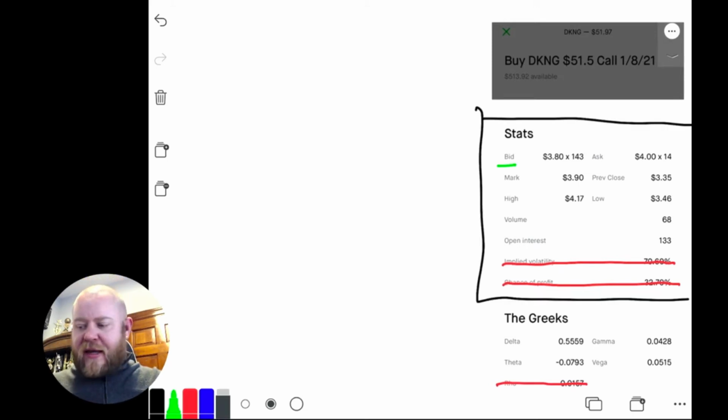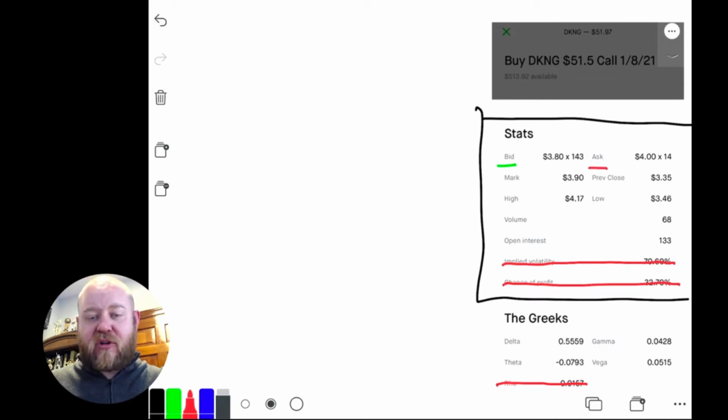The bid, and again, to get to this, when you're in Robinhood, when you click on a premium cost to actually buy the option, underneath you're going to see basically a hyperlink to see more options. You click on that and it's going to show you these stats and the Greeks. The bid is the buyer, okay? The ask is the seller.